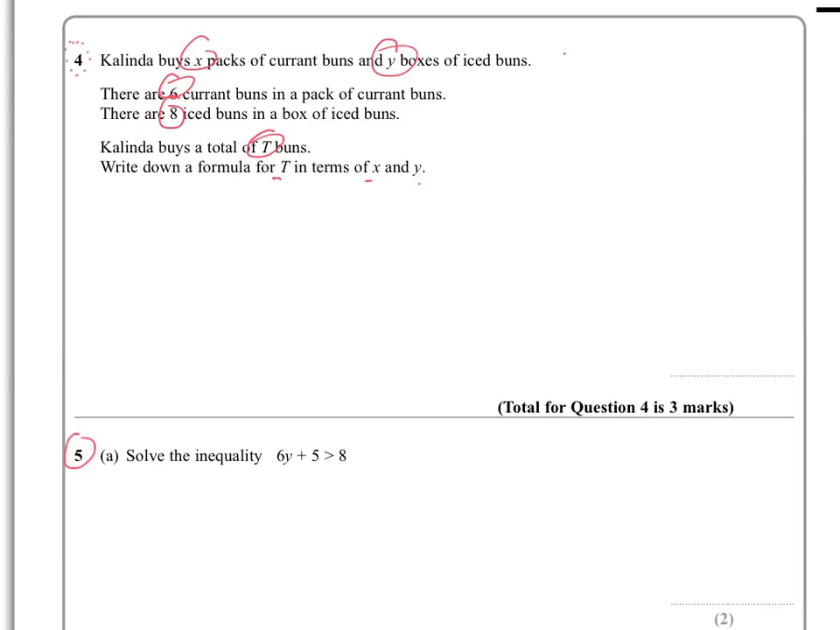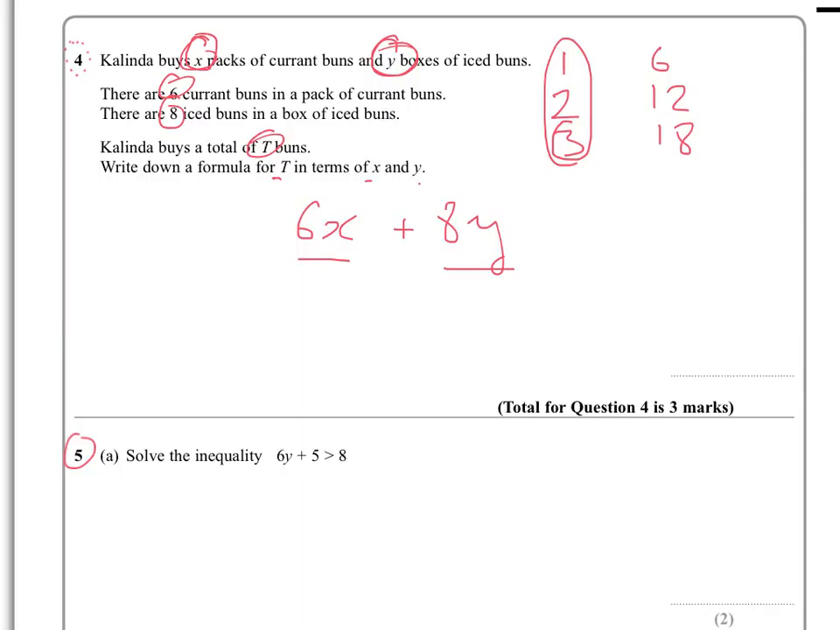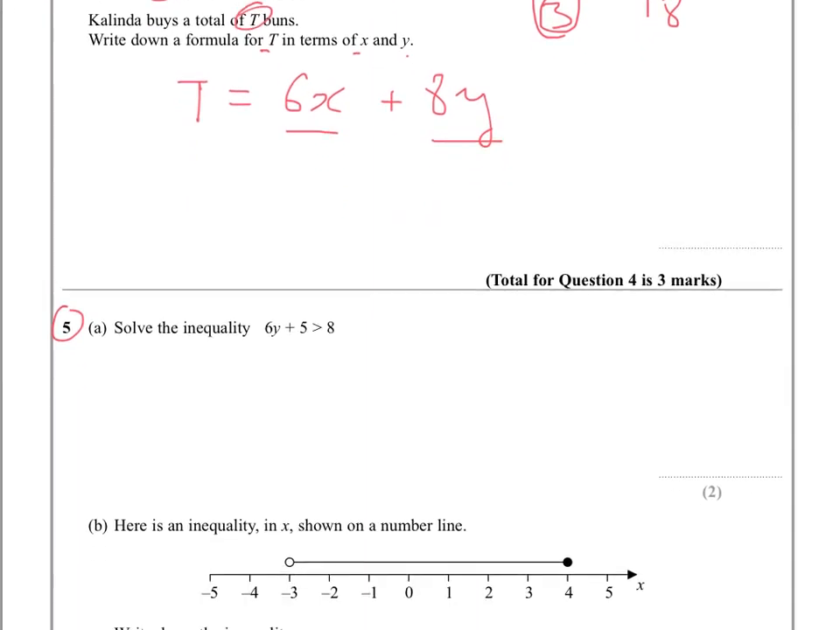If we bought 1 pack of currant buns, then we'd have 6 currant buns. If we bought 2 packs, we'd have 12. If we bought 3 packs, we'd have 18. So what we're doing is we're timesing the number of packs, that's these numbers here, timesing that by how many packs we buy. Well, we buy X packs, so that is 6X. With the ice buns, it's the same sort of idea. There's 8 in each box, and we need to know how many we've got in total, and there are Y boxes, so we times it by Y, so 8Y. So 6 times X plus 8 times Y, and that is the total number of buns that we buy. So a bit of a nasty question. Don't worry too much about that one.